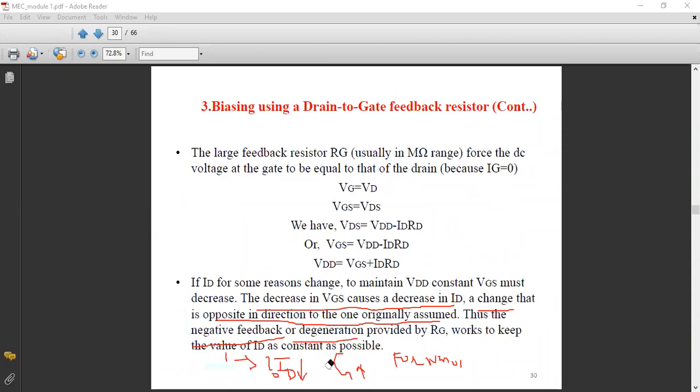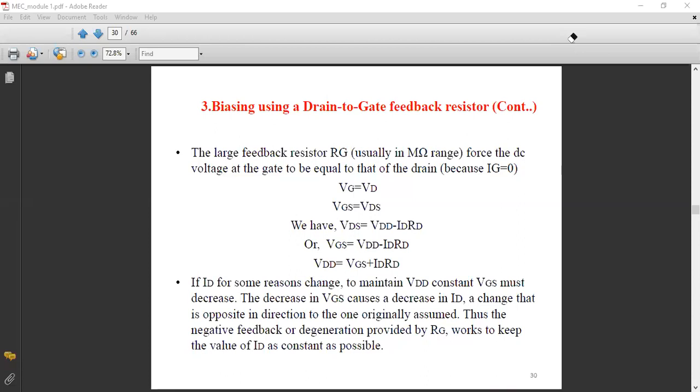Here the gate feedback resistance, or the gate-to-drain feedback resistance RG, is acting as the degeneration resistance. So please make a note of it. In the second biasing circuit, the source resistance RS was acting as the degeneration resistance. But here the degeneration resistance is your gate-to-drain feedback resistor, RG. So RG is controlling that degeneration action here, thereby ID is not getting disturbed. ID is maintained at a constant value, thereby we can say that the Q point is stable.